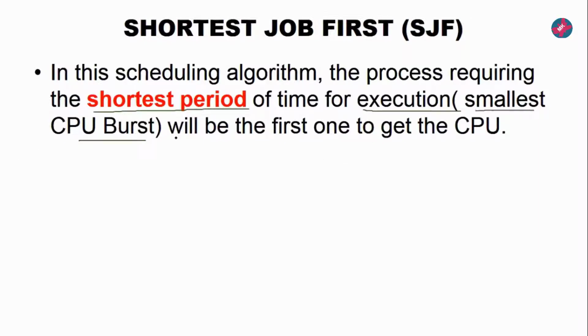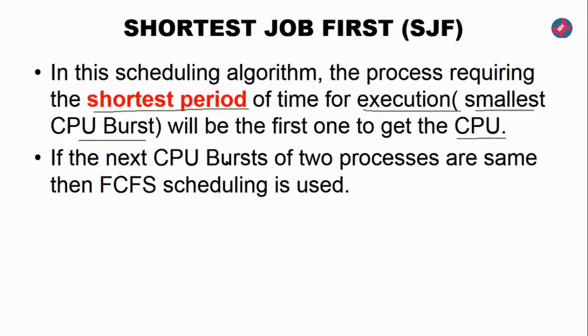So that will be given the chance to execute, meaning that the particular process which has the shortest CPU burst will be the first to get the CPU. Suppose if a question says that two processes have the same CPU burst, in that case, first come first serve scheduling will be used.